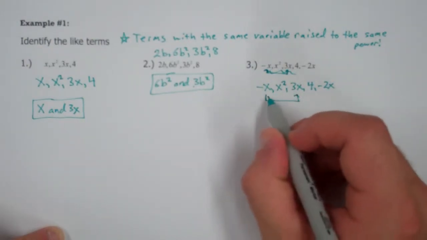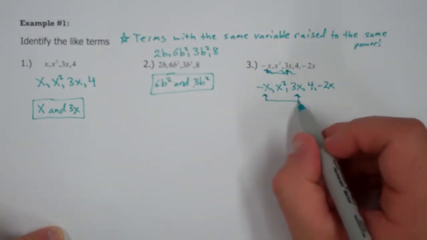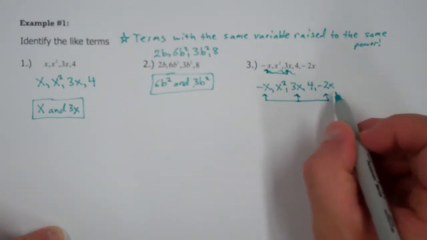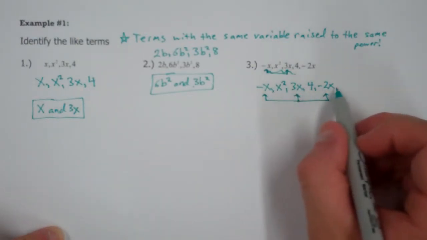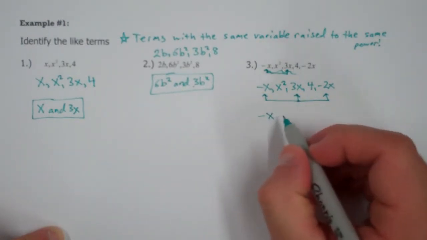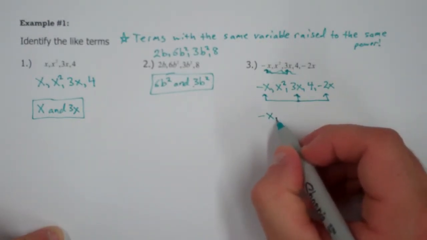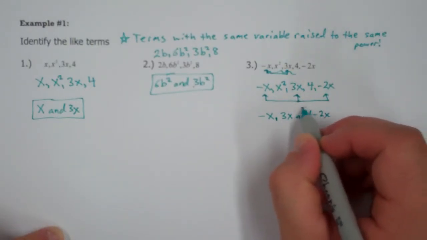So this x and this negative x and this 3x, those are like terms. They have the same variable raised to the same power, and those are also like terms with this negative 2x. The x squared, the 2 up here is the problem for the rest of these, and the 4 doesn't have an x. So our answer here will be negative x, 3x, and negative 2x. Those are all the like terms.